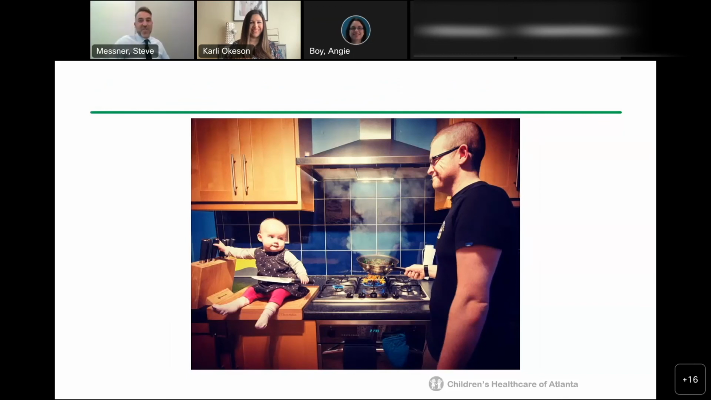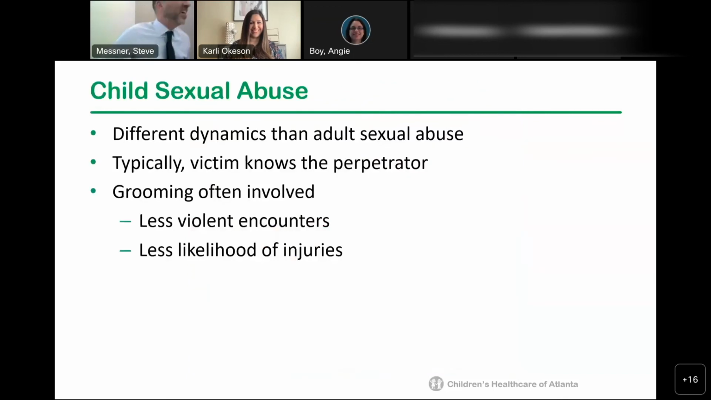I know. We're going to talk about sexual abuse really quickly. The dynamics are very different than adult sexual abuse. Usually they know the perpetrator. We know that grooming is often involved. So this leads to less violent encounters and less likelihood of injuries.